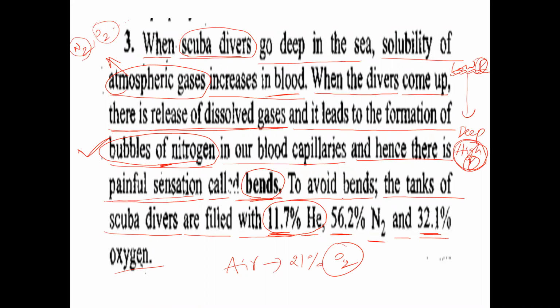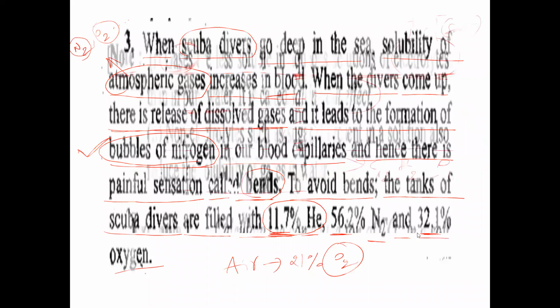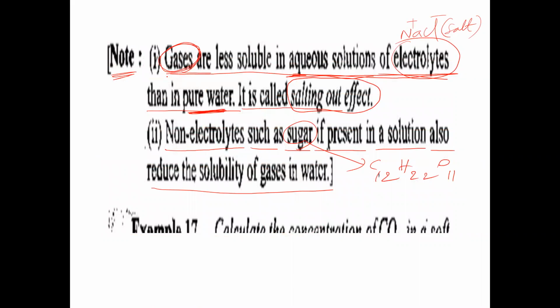bends. To avoid the bends, we use 11.7% helium, 56.2% nitrogen and 32.1% oxygen. These gases are taken in oxygen tanks, and these tanks are carried by the scuba divers. Generally in air, the percentage of oxygen is 21%. But in the scuba divers' tank, it is 32% oxygen.